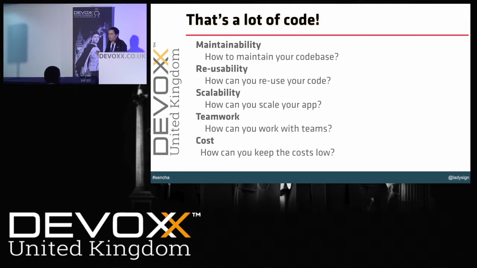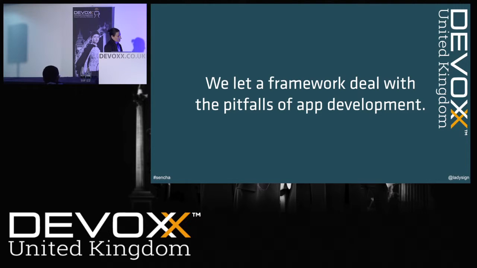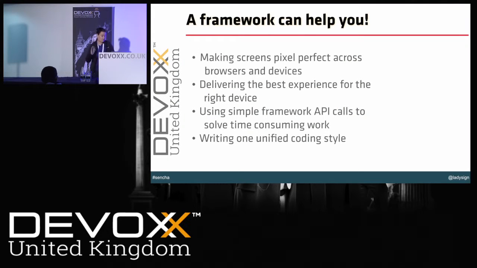Reusability is another thing, and there's also always somebody in the company who asks you, okay, and how much will this cost me? So the solution here is that you should choose a framework, because a framework can deal with the pitfalls of app development. Just in general, frameworks will often make sure that every screen is pixel perfect across all these devices, browsers, and operating systems. They give you a simple API that you can talk to, which solves a lot of time-consuming work, and it's often written in one unified coding style.